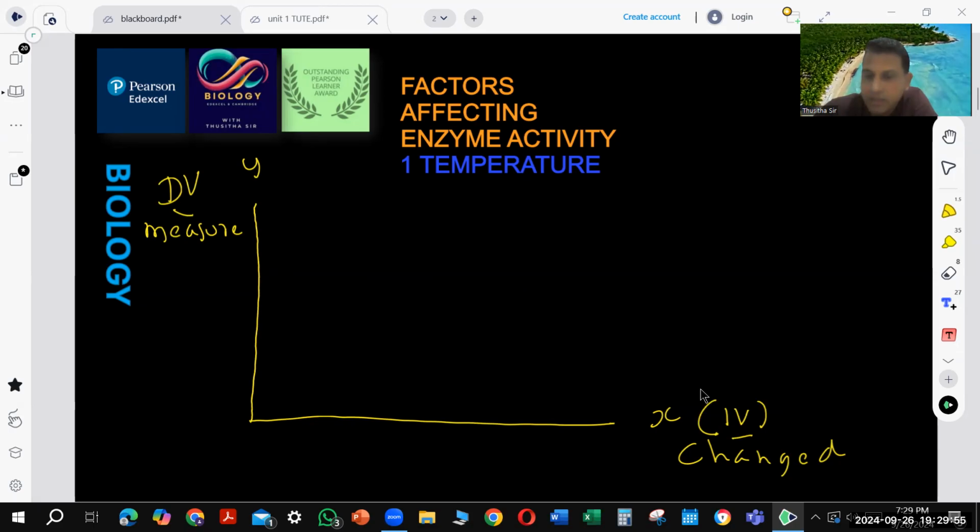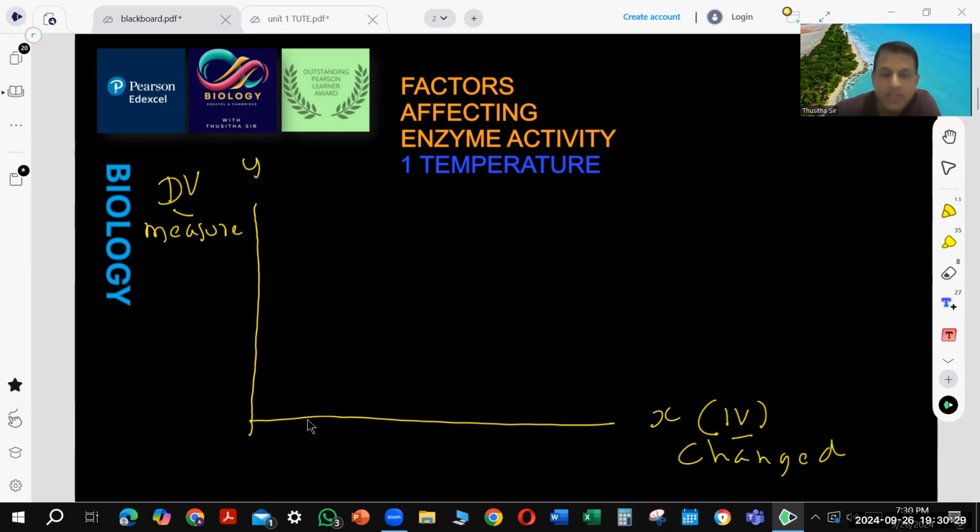Believe me, even A-level students also mix this up. Sometimes they put the independent variable on the y-axis and the dependent variable on the x-axis. Then the graph is wrong. You don't get the marks. So how many times do I have to tell you? I don't know, maybe 100 times throughout this year until you sit for the exam, but still you make a mistake. You're going to mix up the independent and dependent variable. So the independent variable is what we change in the experiment, the dependent variable is what we measure.